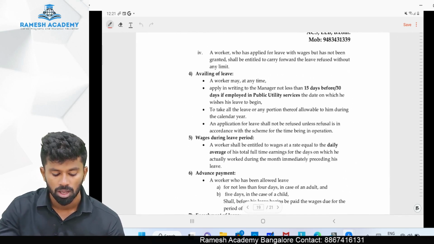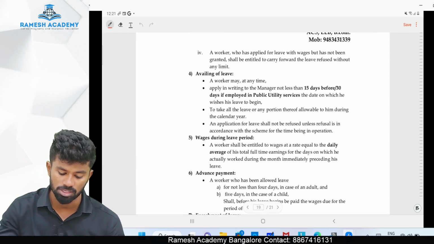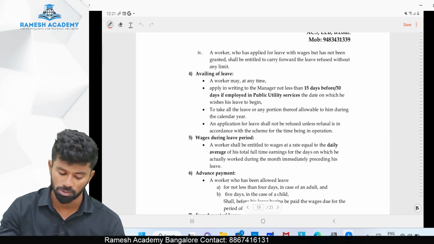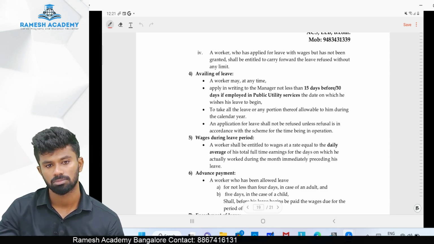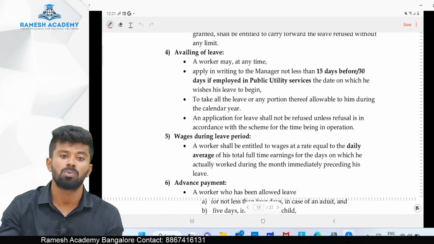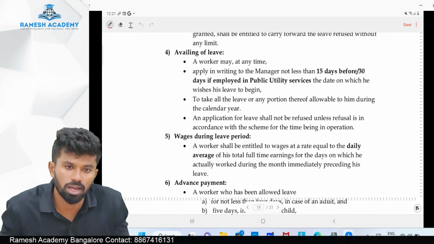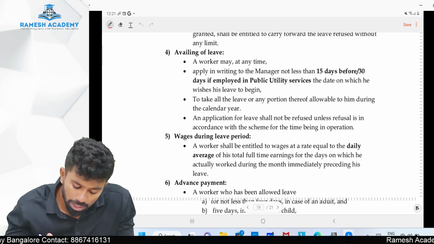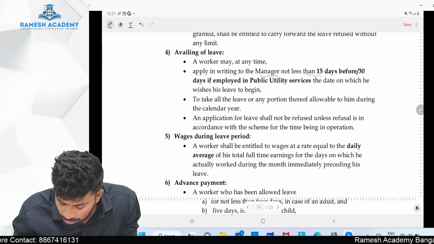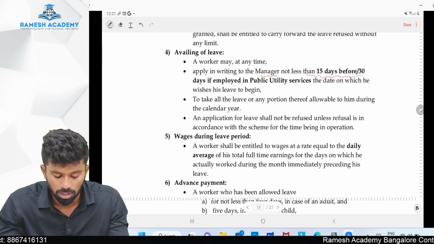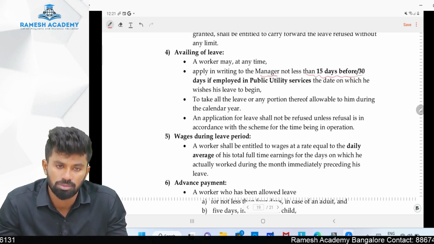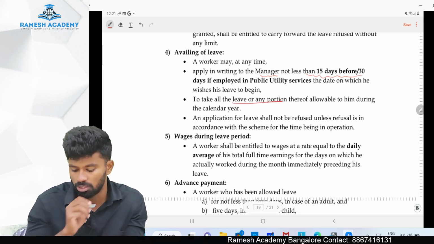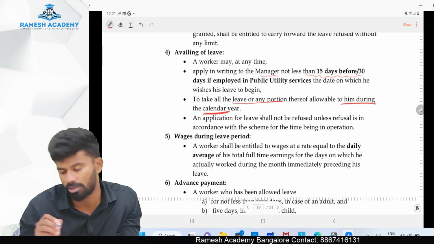non-encashed leaves. A worker who has applied for leave with wages but has not been granted shall be entitled to carry forward the leave refused without any limit. If it is voluntarily not enjoyed, they can only carry forward 30 and 40. A worker may at any time apply in writing to the manager not less than 15 days before, and if it is public utility services, 30 days before, to take all the leave or any portion thereof allowable to him during the calendar year.